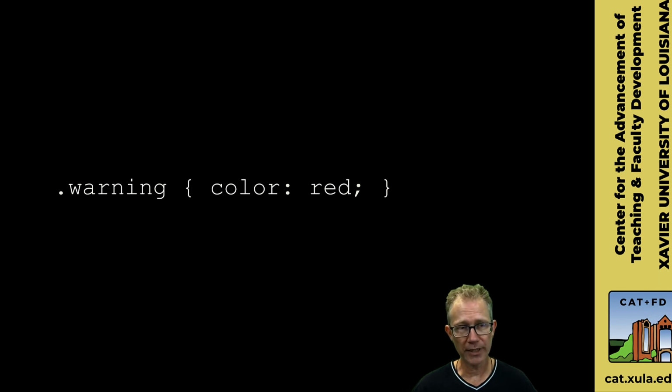Also, note that you can get rid of the selector entirely and just have dot warning. In other words, you can just target the class, no matter what element it's a part of. So this rule would apply to anything in the warning class, whether it's a paragraph or a heading of any level, list items, block quotations, and so forth. So as you can see, it can become very powerful.